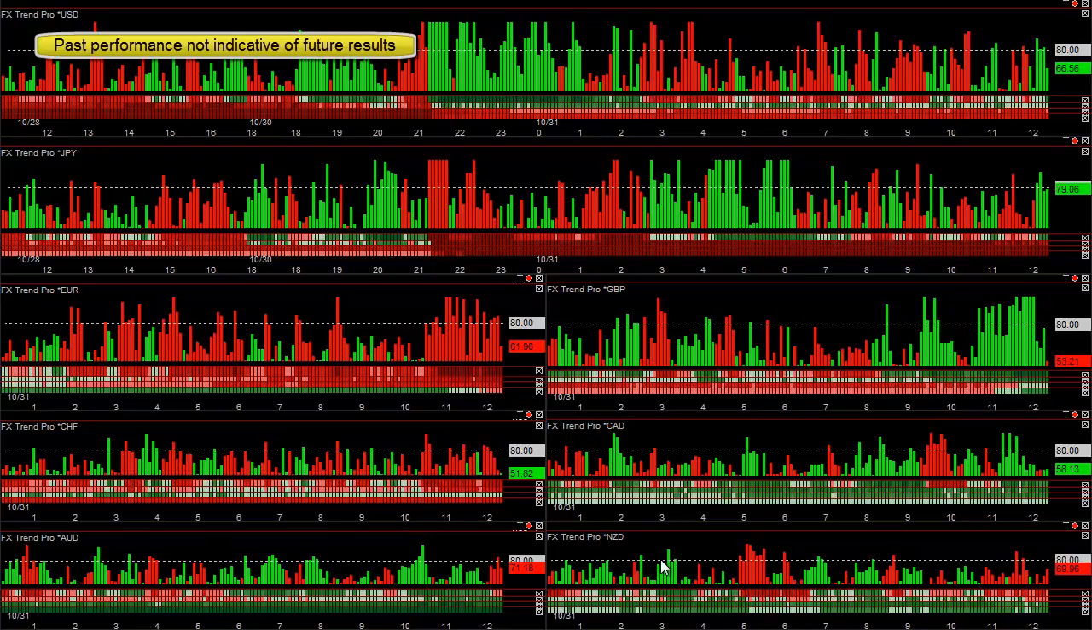The same exact pattern you saw here on the New Zealand, where this one failed. This one, the strength does come back. And most of the time, the strength does come back, and you're able to profit off that.